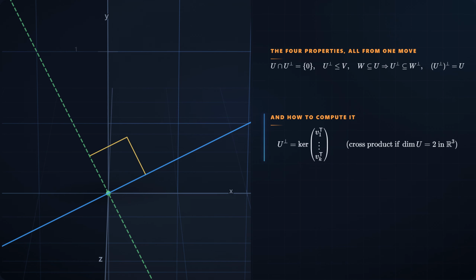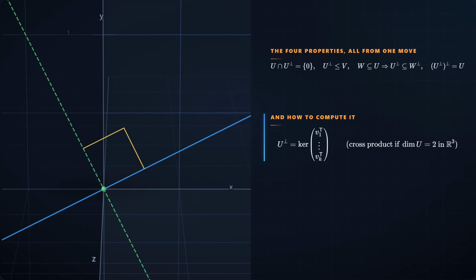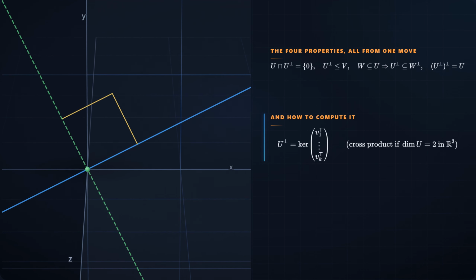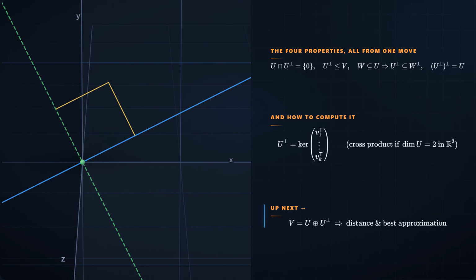The whole space splits as U plus its complement, and that direct sum is what lets you drop any vector straight down onto U, the orthogonal projection. It's the closest point in U, the best approximation, and the error is precisely the U-perp part. So today we built the perpendicular half of the space. Next, we use it to measure distance, the closest point in U, and how far off you were.